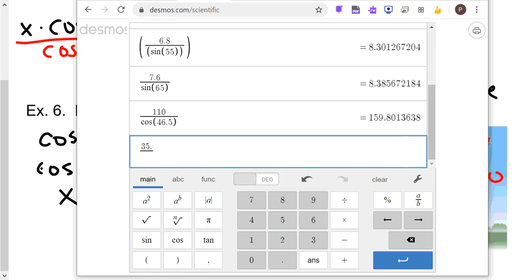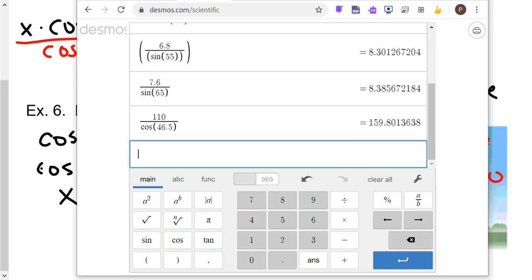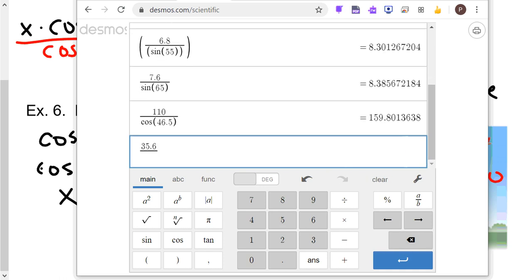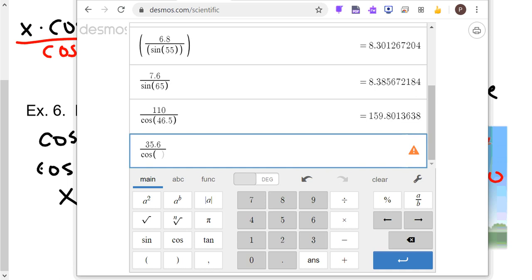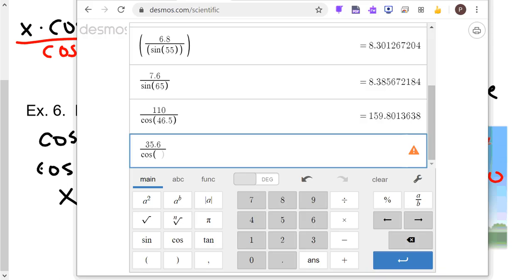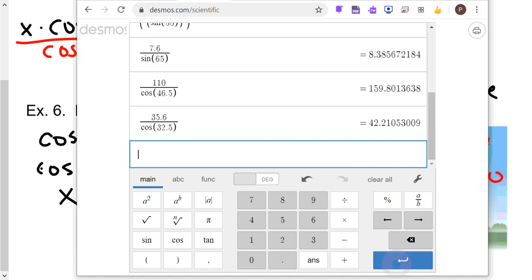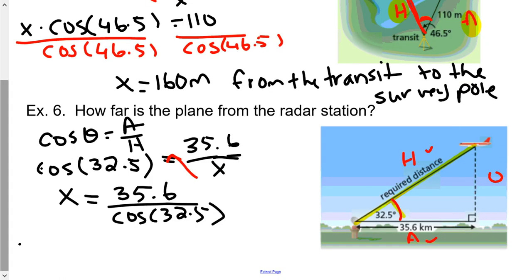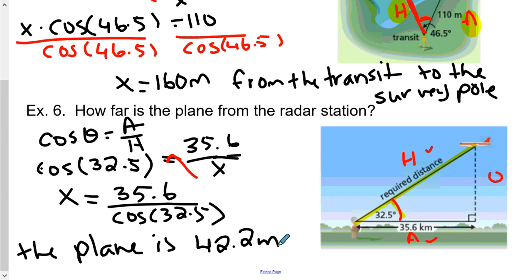35.6. Oops, lost the 6. Let's try that again. 35.6 divided by cosine of, I already forgot my angle, 32.5. And we get 42.2. So the plane is 42.2 meters from the station.